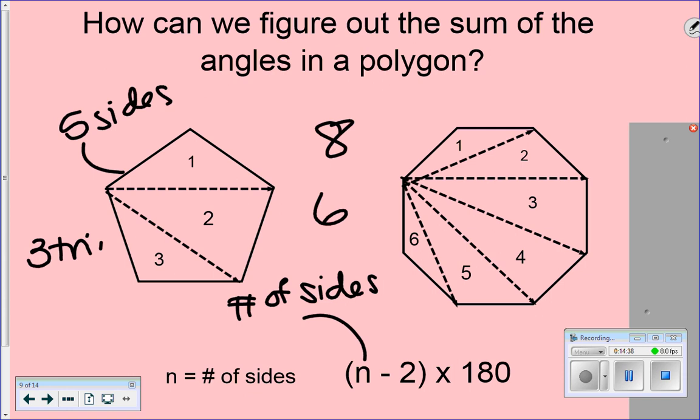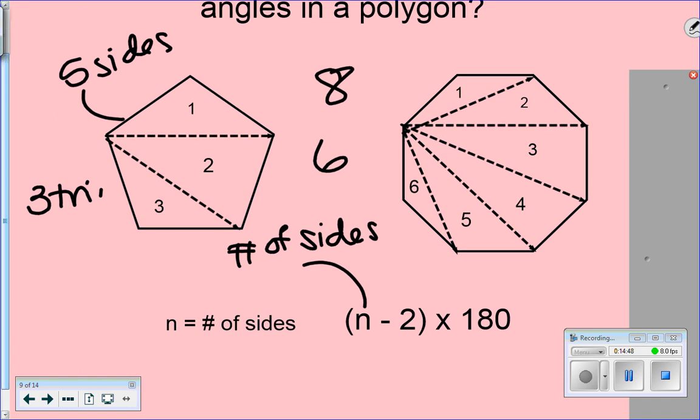This works for everything. Regular, only regular. Yep, only regular. Alright, so let's figure this out. I'll do my calculator speed to some time. So, this one, 5 sides. Well, 5 minus 2 is 3, so 3 times 180. 540 would be the degrees if I would add all of them together.